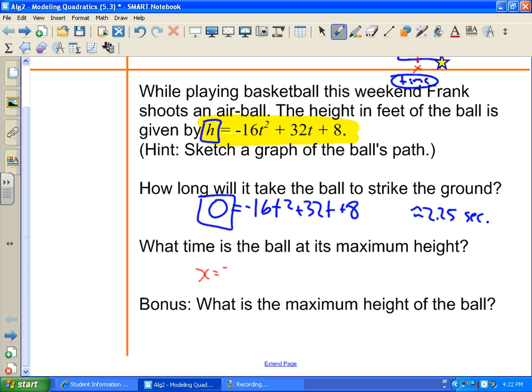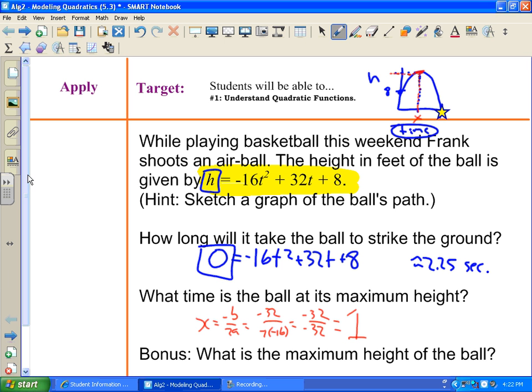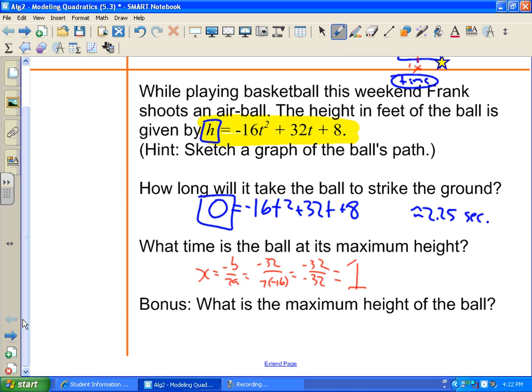X equals negative b over 2a. That's negative 32 over 2 times negative 16, which is negative 32. Negative 32 over negative 32 is 1. So this ball is going to reach its maximum height in 1 second. That's 1 second right there. That was kind of easy. Yep. It's supposed to be.